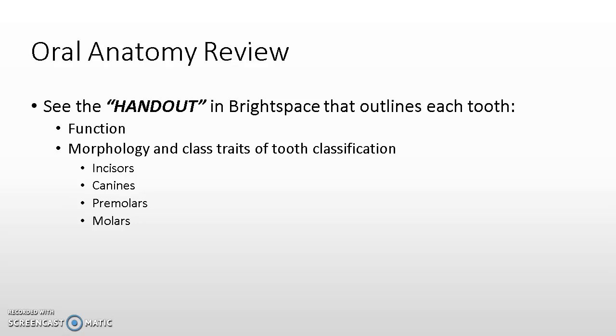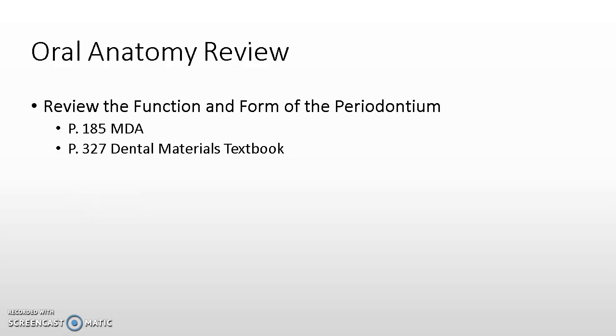So to begin this unit, you should have received the handout that is located in Brightspace that outlines each tooth's function, the morphology of each tooth, its traits, and its tooth classification of each of the incisors, canines, premolars, and molars. I also want you to read 2 separate pages in each of your textbooks, page 185 in your Modern Dental Assisting textbook, as well as page 327 in your Dental Materials textbook, to review the function and form of the periodontium, to help you understand why some of the criteria is what it is when we discuss it in a moment.